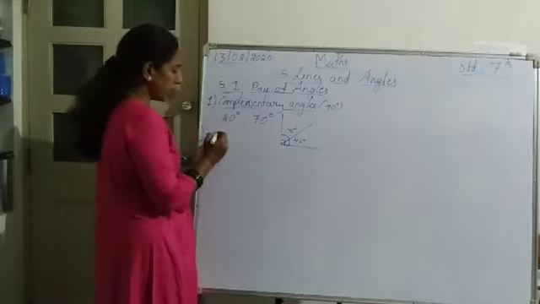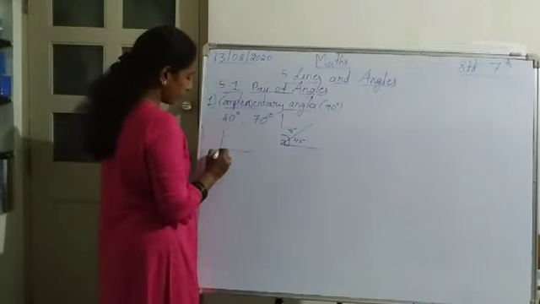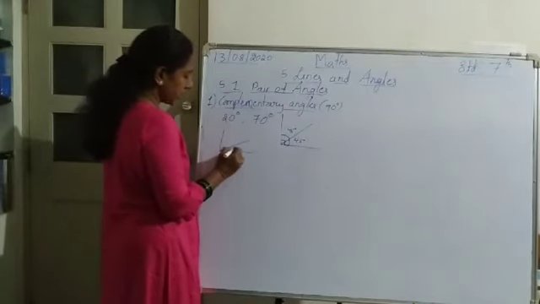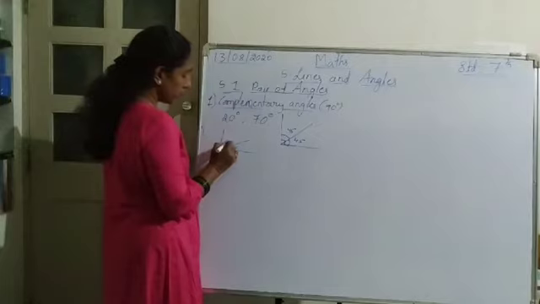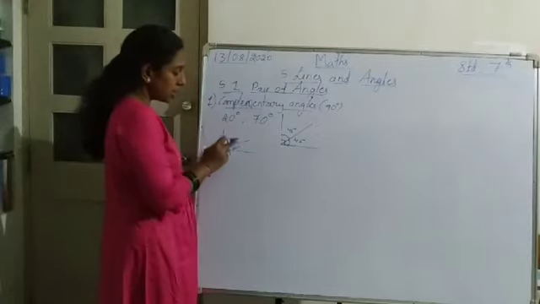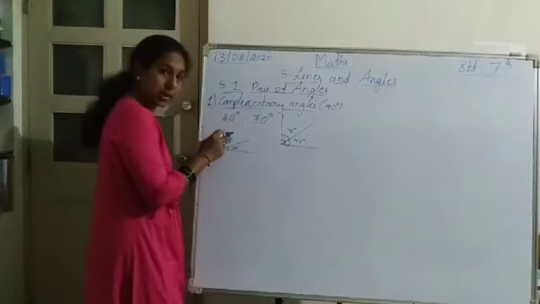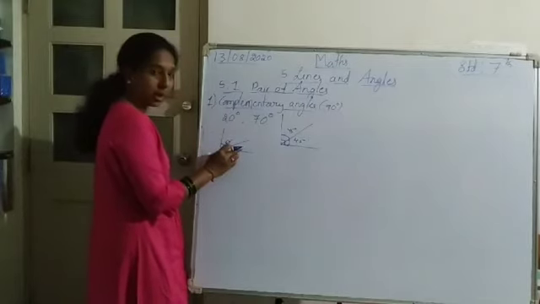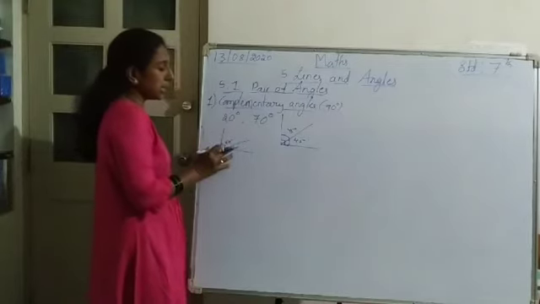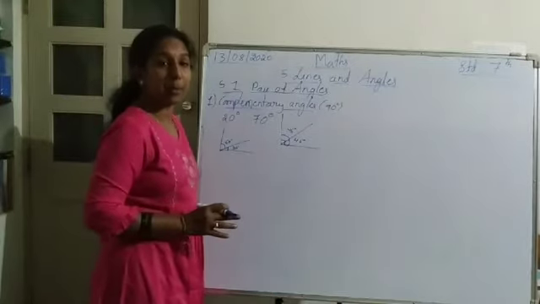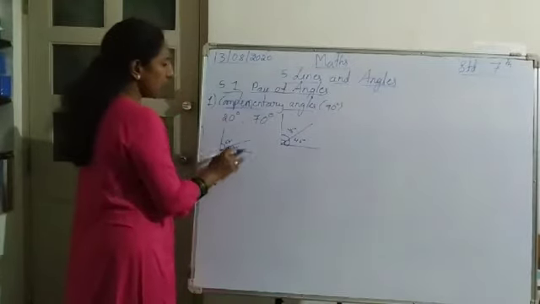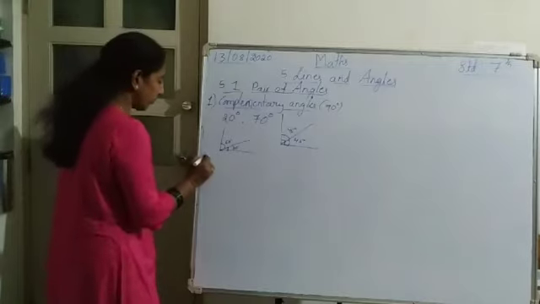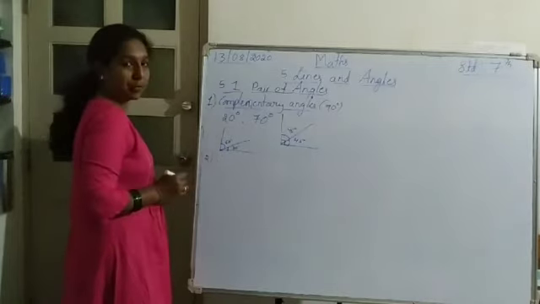Let me take one more example like that. If I take it like this, it is 30 degrees and this will be 60 degrees. So 30 degrees is the complement of 60 degrees and 60 degrees is the complement of 30 degrees. So complementary angles mean the sum should be equal to 90. Now let us take the second one.